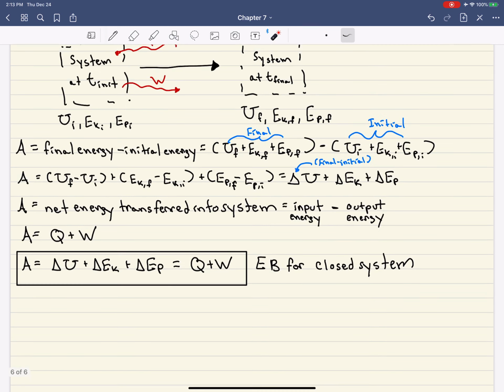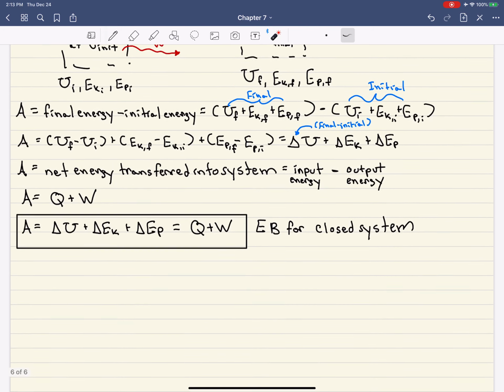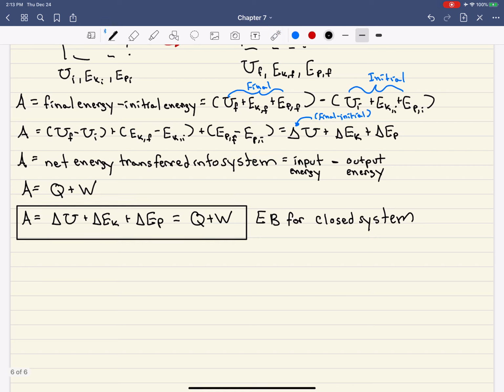And that's because I didn't mention anything about mass flow rates. In fact, we're considering a batch system. So there's no mass going into and out of the system. Yet, even though there's no mass going into and out of the system, we could still have energy transfer into and out of the system, though. All right? And so the energy balance we derived here is the energy balance for a closed system.